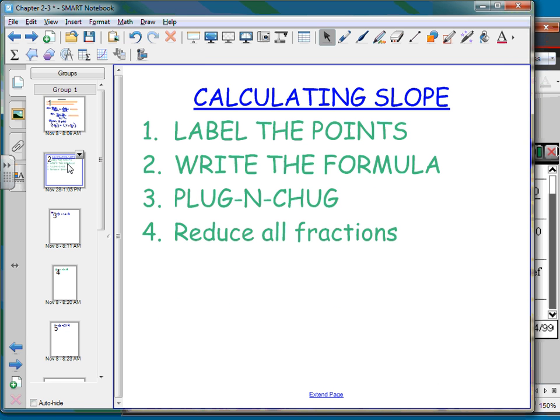Steps. Calculating slope. Step 1, label the points. Step 2, write the formula. Step 3, plug and chug. And step 4, reduce all fractions.